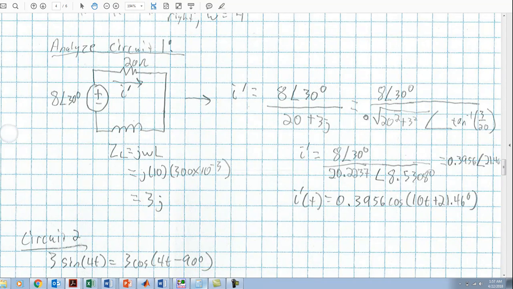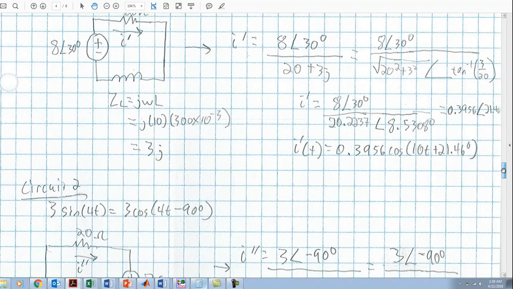And so we're going to convert the 20 plus 3j into a phasor. So here you see square root of 20 squared plus 3 squared, inverse tangent of 3 over 20. And then down here, our I prime is going to be found just by dividing those two phasors. So 8 over 20.2237 gives us 0.3956, and 30 minus 8.5308 gives us 21.46.